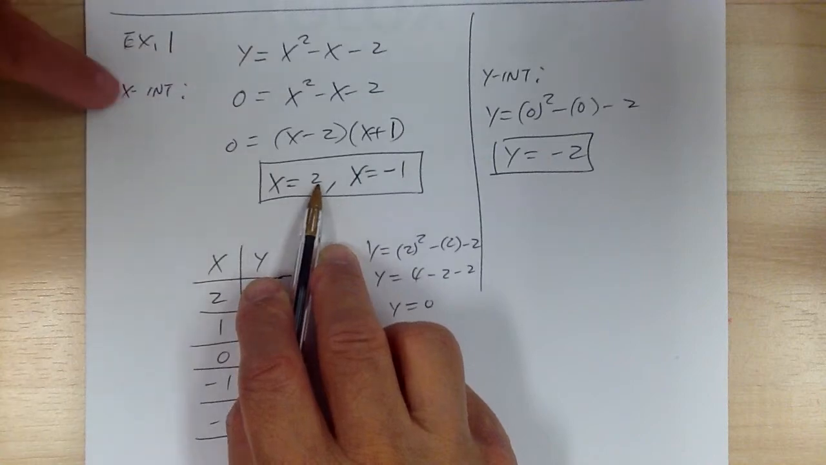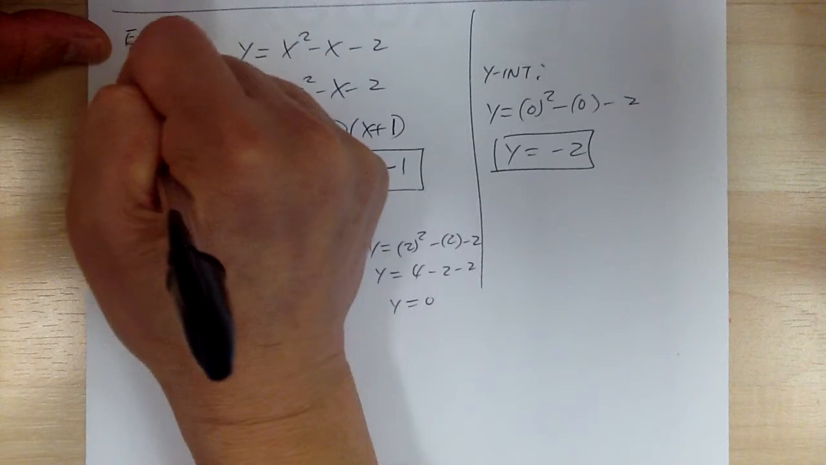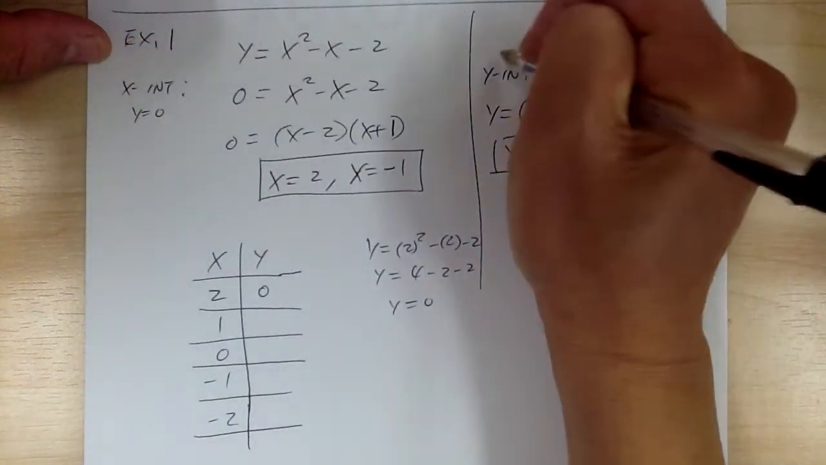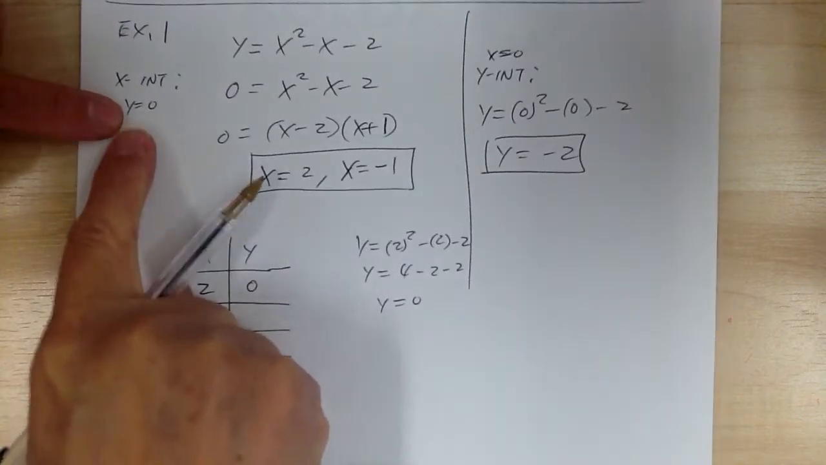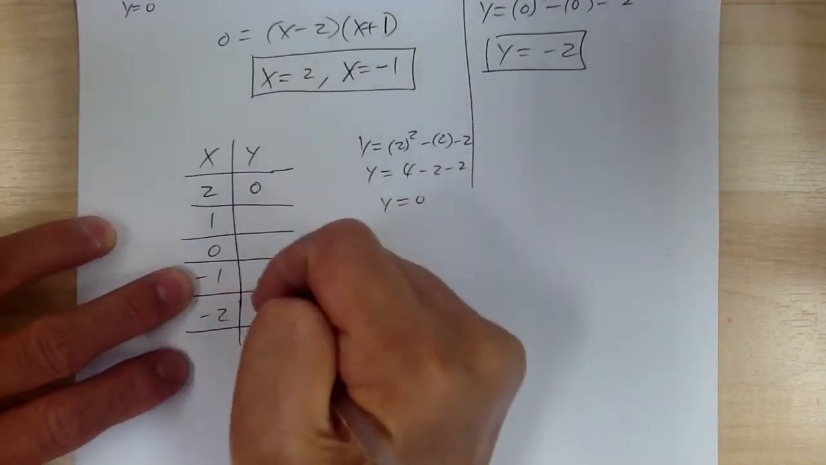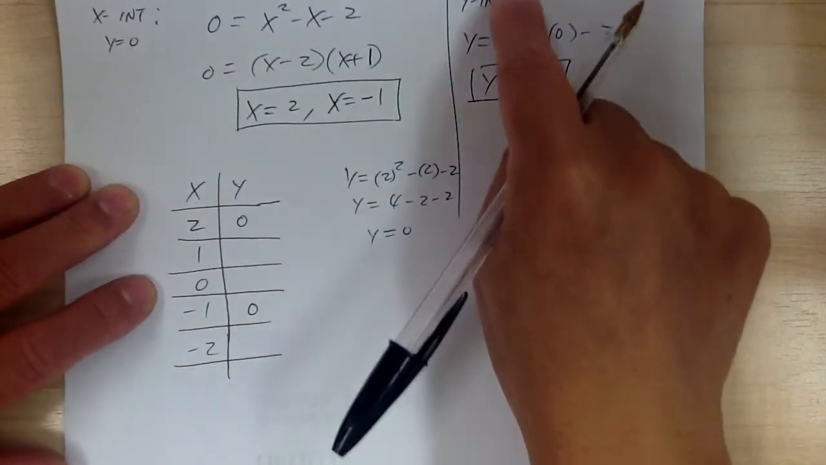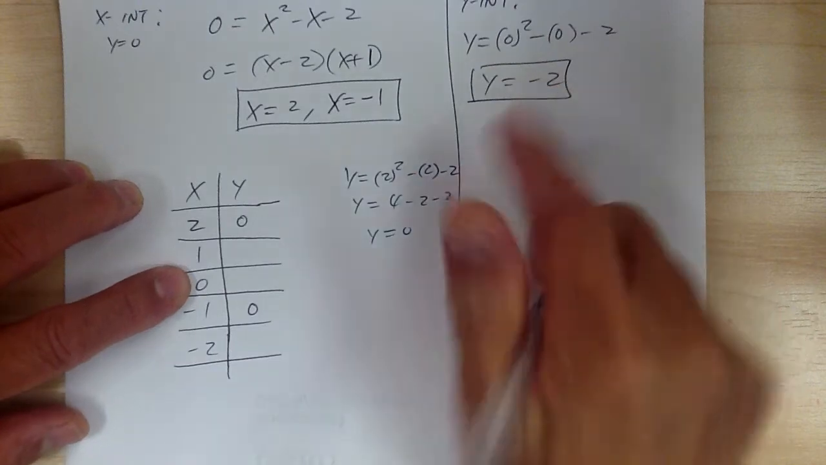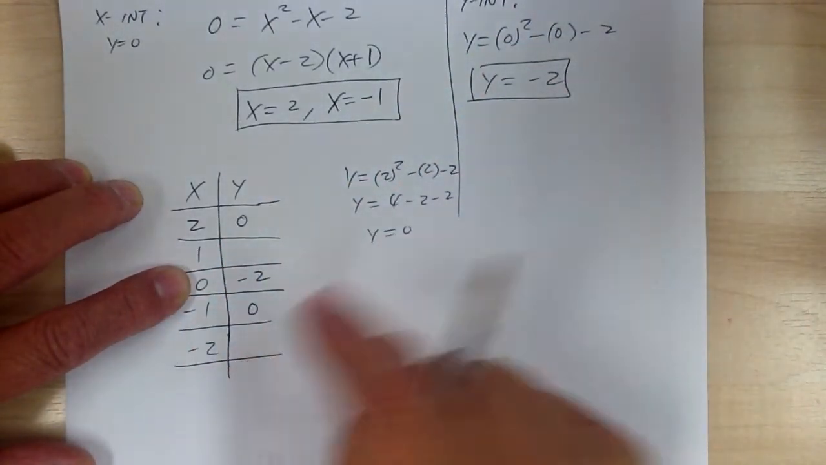See that? Right, x-intercept is when y equal to 0. This is when x equal to 0. Okay. Again, you can see that, right? When y equal to 0, you get 2 and negative 1. So from here, we know that when x is negative 1, y also equal to 0. From here, we already know that when x equal to 0, y equal to negative 2. We already did that, right? So you can use the previous information already to put in here.